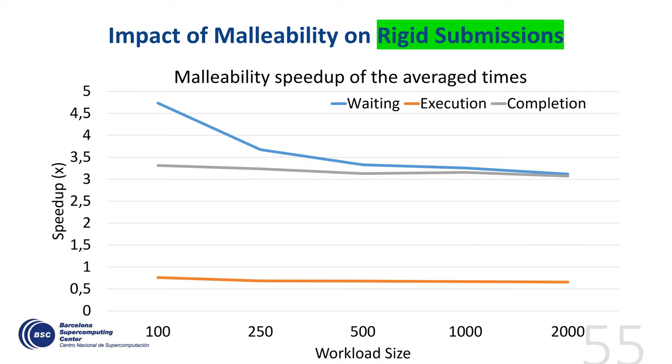Another study that we carried out is the impact of malleability in rigid submissions. Rigid submissions are the traditional submission way, where you ask for the resources you want, and then we add malleability to those jobs. We have here the waiting, the execution time, and the completion time, which is the sum of waiting and execution. We can see that for the execution time, when using malleability, we are losing performance. It's because in the ideal case, the rigid jobs are submitted with the maximum performance configuration, but with malleability, at some point we are going to shrink those jobs. So we are removing resources from the execution, and the execution will run slower.